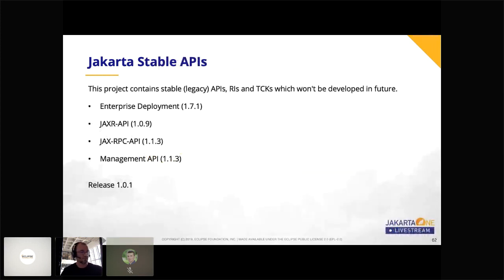Jakarta Stable APIs. This is a project encompassing stable legacy APIs and TCKs, which will not be developed further in the future. Some of these APIs include enterprise deployment, JAXR, which provides a single, easy-to-use abstraction API for accessing a variety of XML registries, Java APIs for XML-based remote procedure call, and management API. Service release 1.0.1 is included as part of Jakarta EE 8.